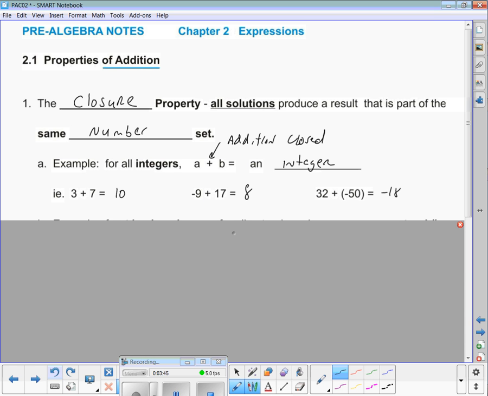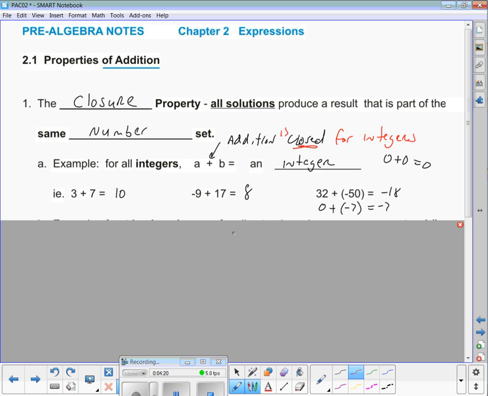So here's the point. No matter what I try, even sometimes 0 could be tricky. 0 plus a negative 7 equals a negative 7. That's another integer. How about this one? 0 plus 0. Those are integers. Does it give us an integer? Yeah, it gives us an integer. So you know what? For all integers, a plus b is an integer. For the operation of addition, addition is closed for integers. So that's the idea.